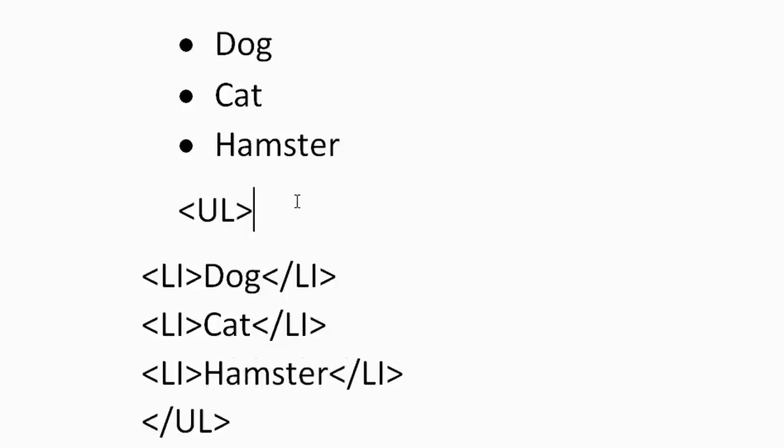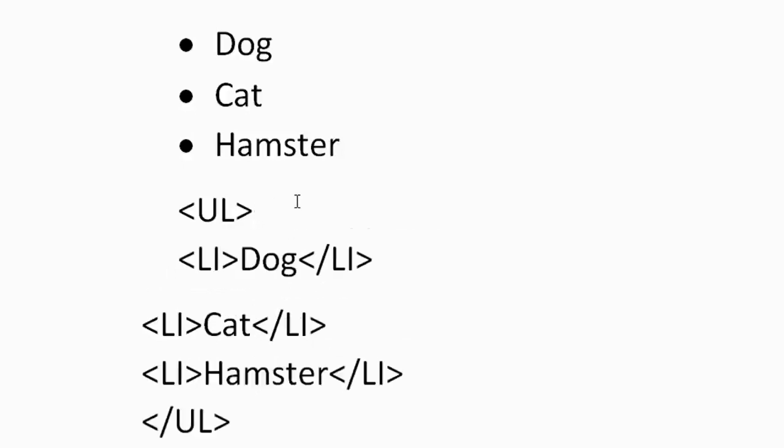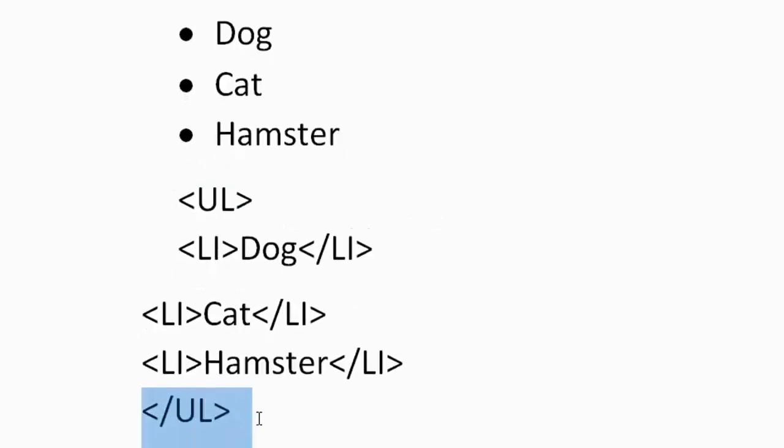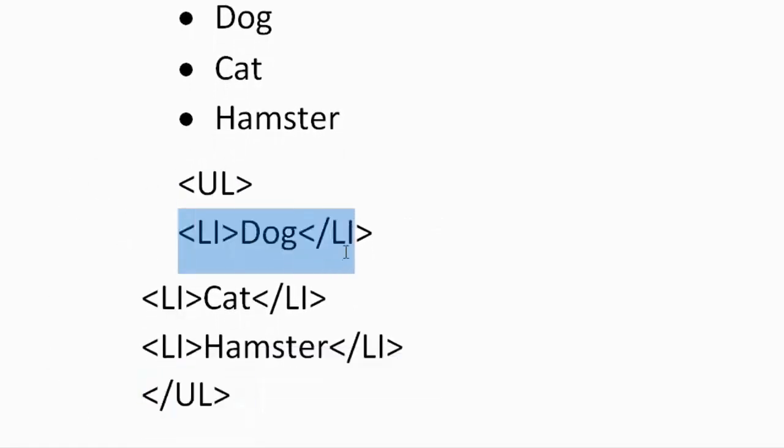Pretty simple, right? So after you understand that concept, that you have the open tag here, the close tag here, and then the items that are surrounded by the LI tag. So LI dog /LI, LI cat, close the tag, LI hamster, and then close that tag.